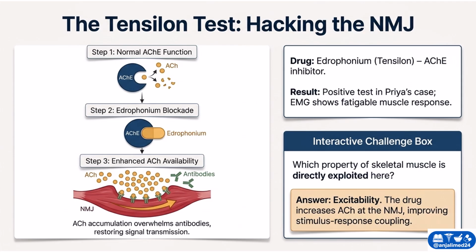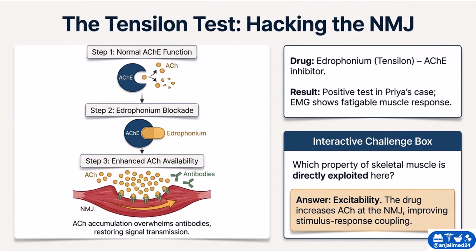In Priya's case, the test was positive and EMG also showed a fatigable muscle response. Now look at the interactive challenge box. Which physiological property is being exploited here? The answer is excitability. By increasing the acetylcholine at the neuromuscular junction, the drug improves stimulus response coupling and enhances muscle activation. This is an important exam concept.